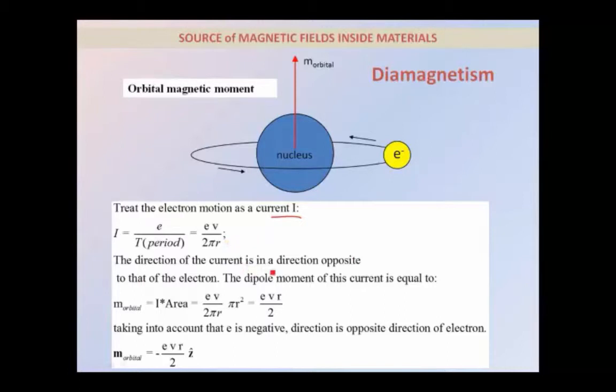The direction of the current is opposite to that of the electron. That's because of the negative charge here. The dipole moment of this current would be I times A, and the area is just pi r squared. We've already derived I, so putting those together, we end up with this equation for the orbital magnetic moment. If we take into account the fact that this is negative, and we take the z-axis along this direction here, then this is going to give us a negative orbital moment, minus in the z direction e v r over 2. And I forgot to change this. This should be reversed. The m orbital should be in the negative direction.